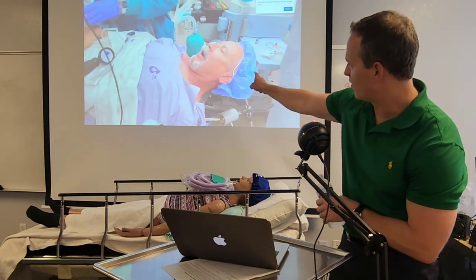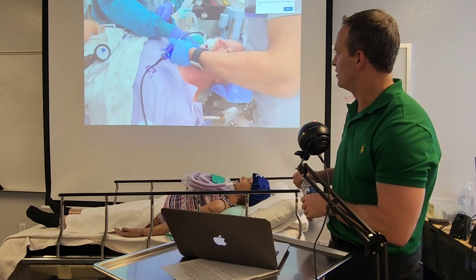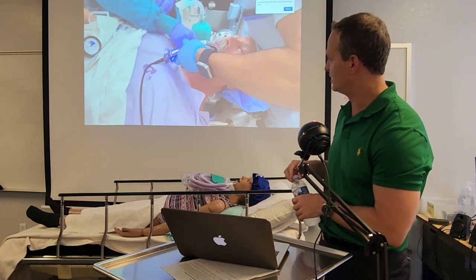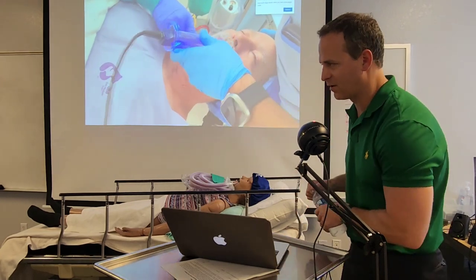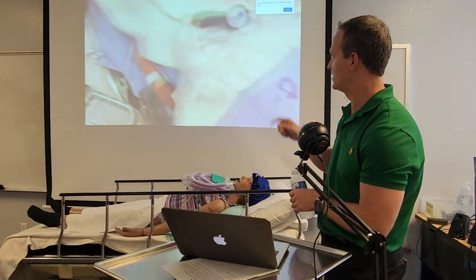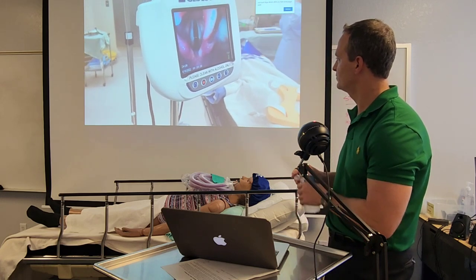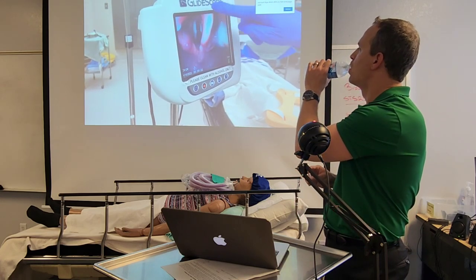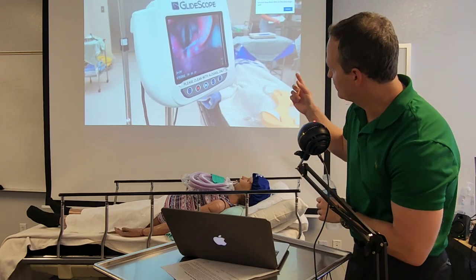He's using that oral airway to help open the airway. And so this is a GlideScope blade. This is a laryngoscope with a camera on it. So we'll see a screen with what he's seeing here pretty soon. That flap he's lifting is the epiglottis.